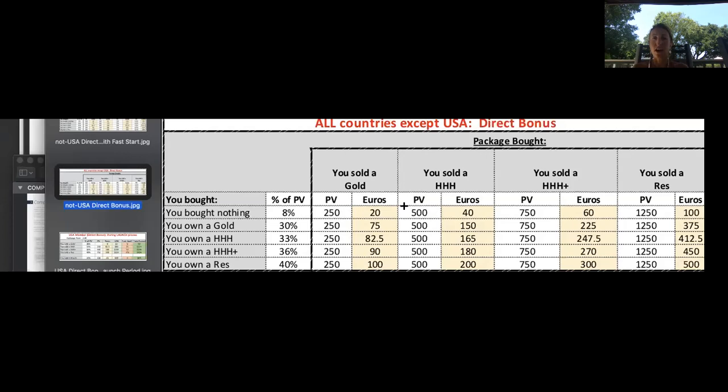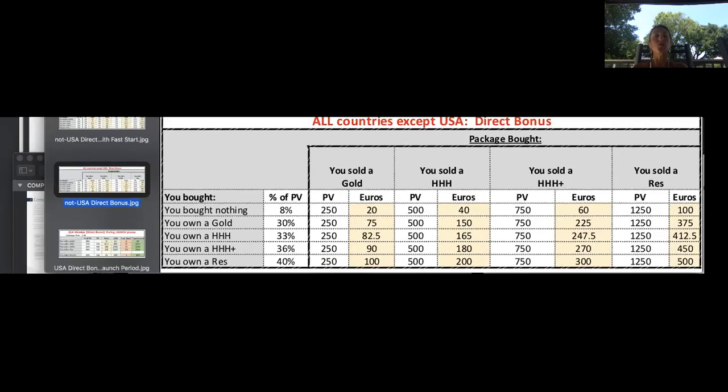If you sold a Healy Holistic Health, we know the PV of that is 500, and so you earn 40 euros. You can tell here, Holistic Health Plus always has a PV of 750, 8% of that is 60, and again, 8% of 1250 is 100 euros. So basically, you just need to look at the one row that applies to you. If you purchased a resonance, down at the bottom, this is the only row you need to focus on. So if you own a resonance and you sold a Gold, you're gonna earn 100 euros. And at the end of the chart, the last column, if you own a resonance and you sold a resonance, you're gonna earn 500 euros.